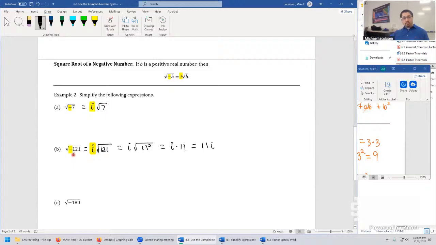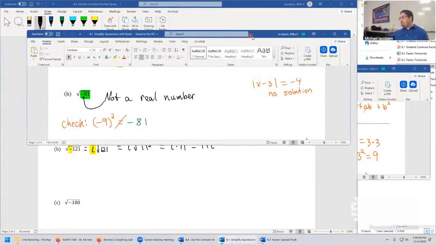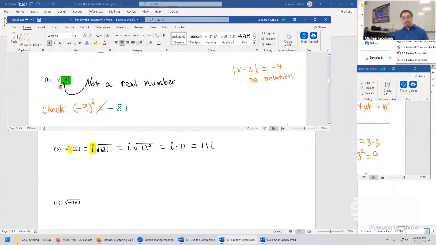So the square root of -121 is 11i, and we could do the same kind of thing with the square root of -81. That would have just been 9i altogether. So they're not real numbers for certain, but we can now start simplifying certain expressions like these.